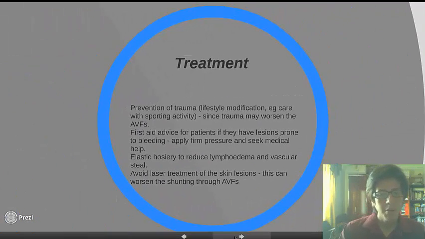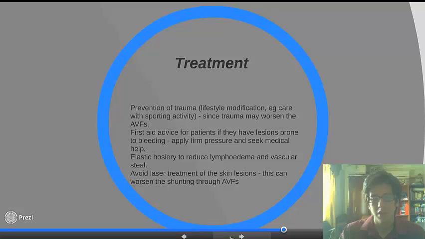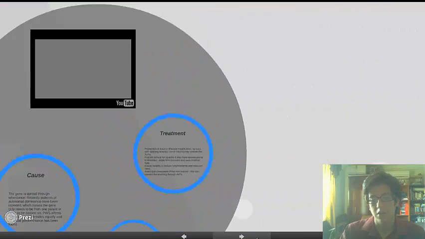Treatment: prevention of trauma. Lifestyle modification occurs with sporting activity, since trauma may worsen the arteriovenous fistulas. First aid advice for patients if they have lesions prone to bleeding: apply pressure and seek medical help. Elastic stockings to reduce lymphedema and vascular steal. Avoid laser treatment of the skin lesion. This can worsen the shunting through arteriovenous fistulas.